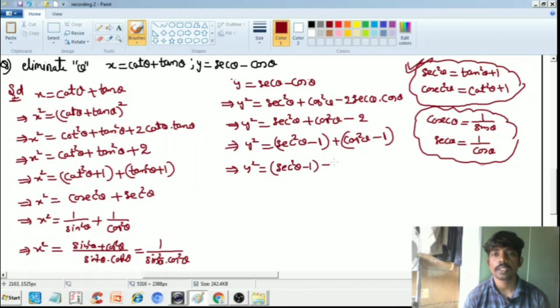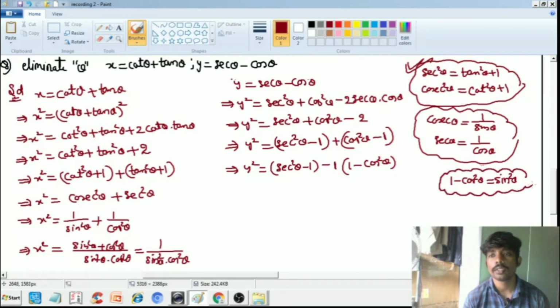From here take minus 1 common, then 1 minus cos square theta you will get. We have one formula, 1 minus cos square theta is equal to sin square theta. This is identity 1, don't forget, okay? I am substituting sin square in the place of 1 minus cos square. So y square is equal to sin square minus 1. From this formula, sec square theta minus 1 can be written as tan square. So I am writing tan square theta, and this is sin square theta.